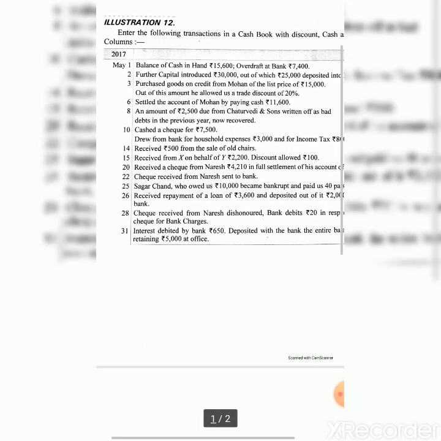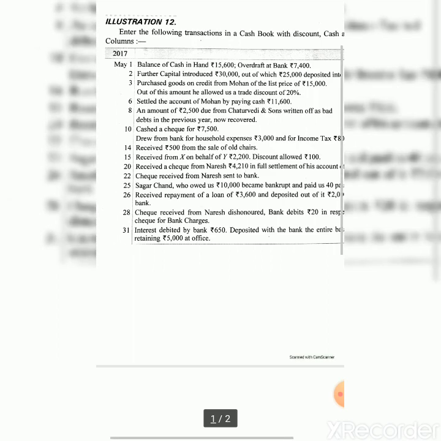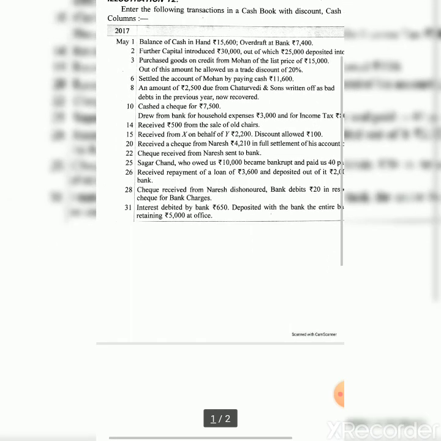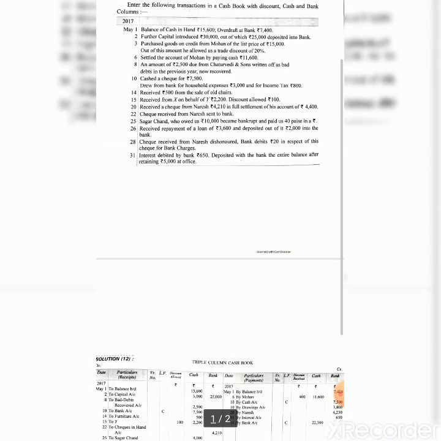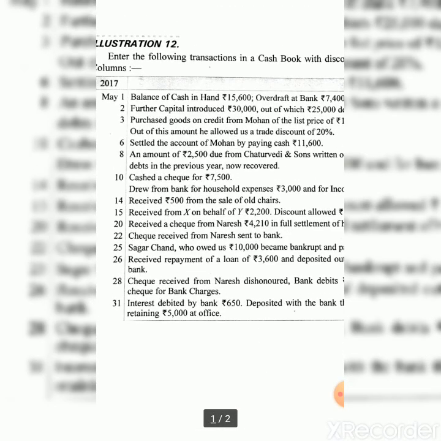Purchased goods on credit from Mohan of the list price 15,000, out of this amount to be allowed a trade discount of 20%. Now when goods are purchased on credit, that is not entered in the cash book, so we will not enter it here.